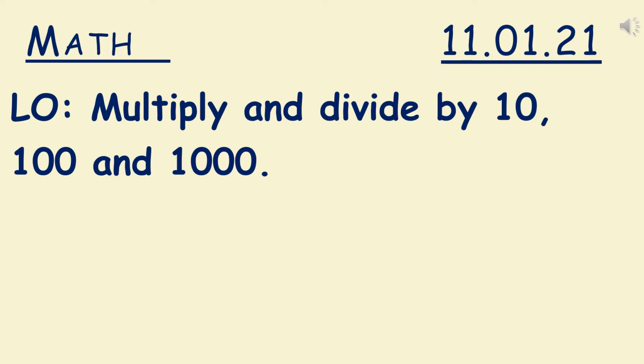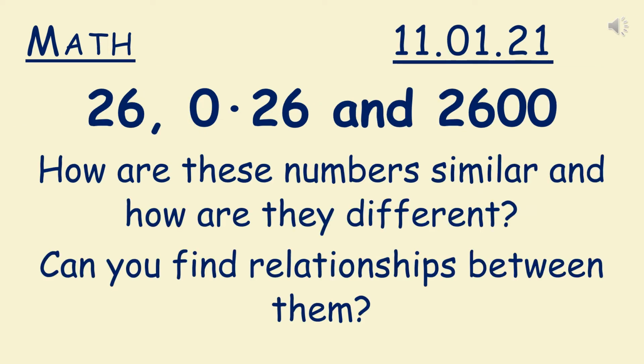Today's learning objective is to multiply and divide by 10, 100 and 1000. We're going to start today's lesson with a quick task. I'd like you to look at these numbers, 26, 0.26 and 2600. How are these numbers similar and how are they different? Can you find relationships between them? Pause the video, give yourself time to think and make notes in your home learning book.